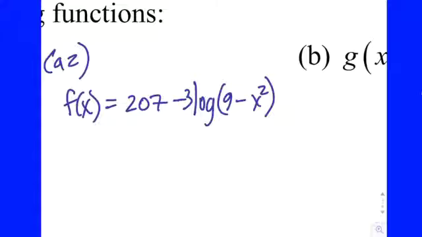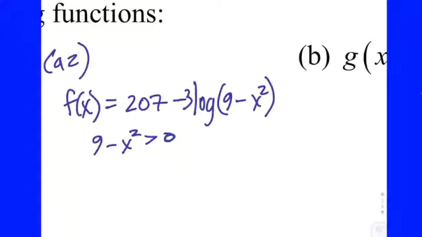Not x squared, because you're factoring the x squared into x. What'd you get? Is it between the x-intercepts or outside of? Between. Good. Okay, so you would show 9 minus x squared is greater than 0.